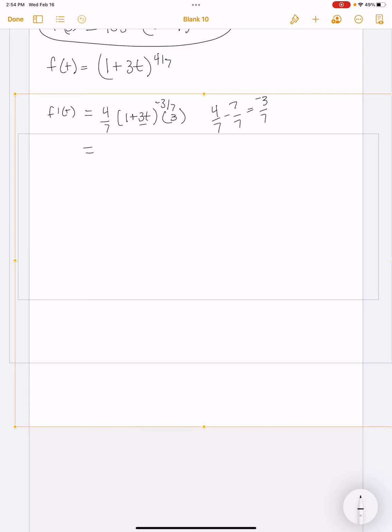So we're going to multiply this 3, it's going to get multiplied to the top because 4/7 is in a numerator too. He has that invisible 1 under him. So that's going to be 12/7, 1 plus 3t to the negative 3/7. And there you go. That is your derivative.